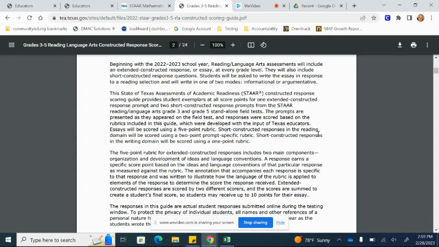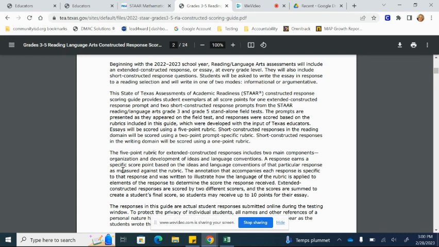Now, there are also going to be short constructed responses in the writing domain. These will be scored using a 1-point rubric. So these would be probably an editing question where maybe the test shows a sentence of text that has some issues. Maybe there's a comma in the wrong spot. There's some type of editing needs to happen. And so in the response box, the student might have to type the sentence correctly. So that would be a case where it's either right or it's wrong. So that would be 1 point. Okay.